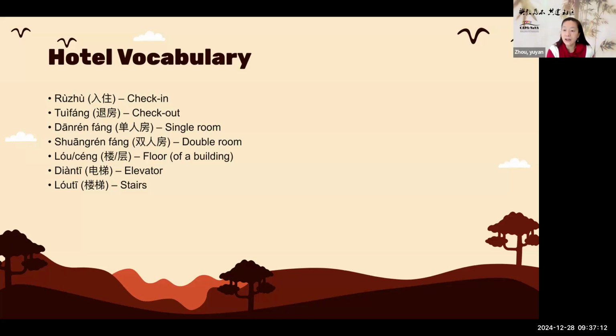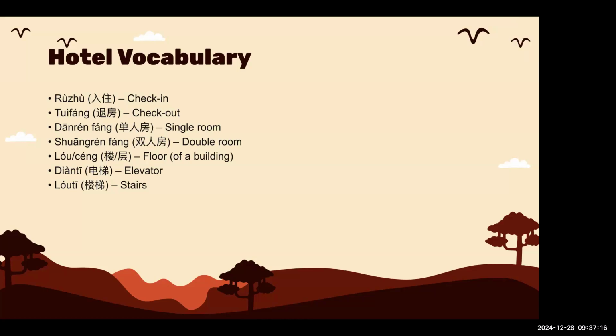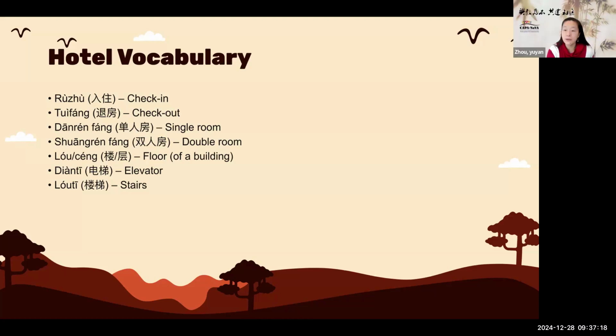Yeah, go ahead, Paris. I have a question. When do you use 二 or 两 in saying two? At what point should we use 两? It kind of confuses me.